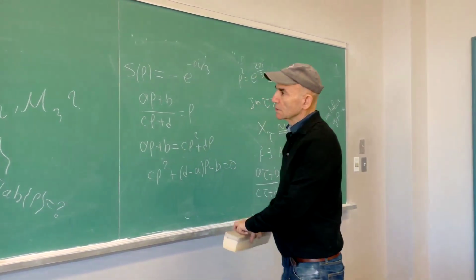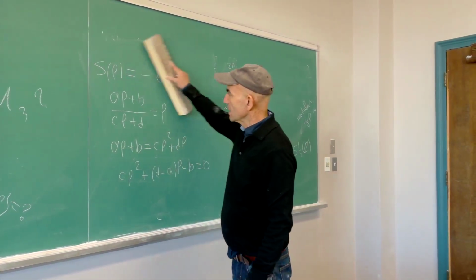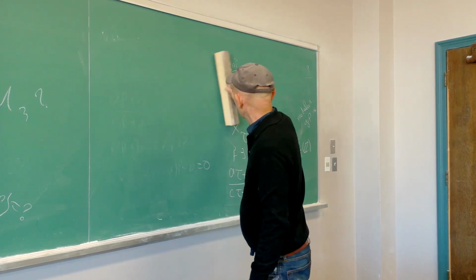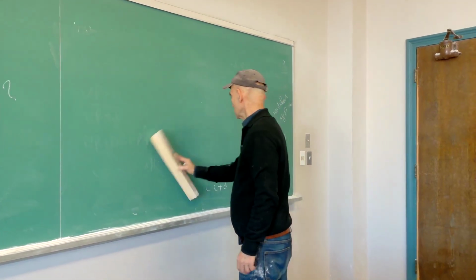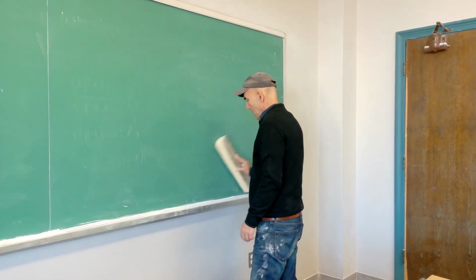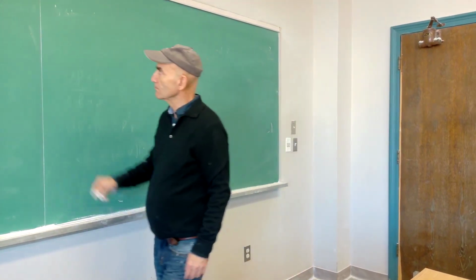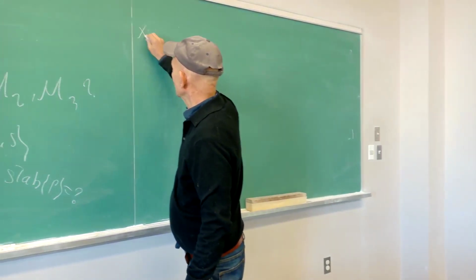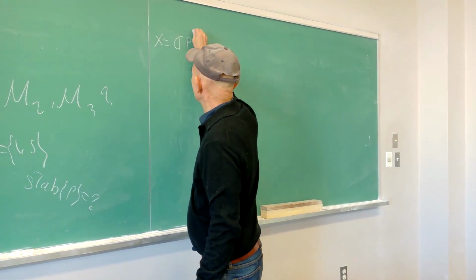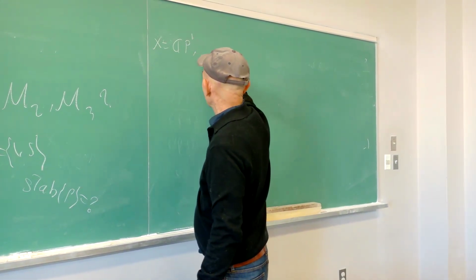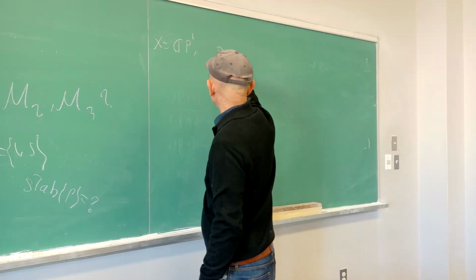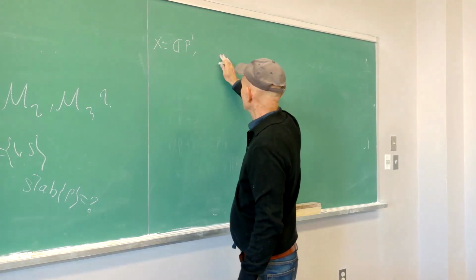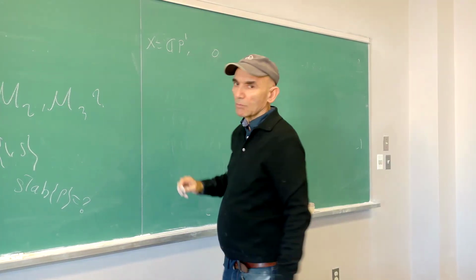So let's look at one more example and then we'll meet for today. This example again, we are looking at x equal to CP1, and then we just take 1 point. So like 1 marked point.